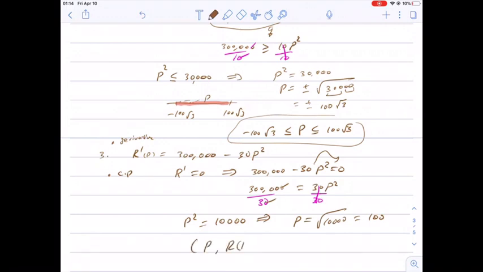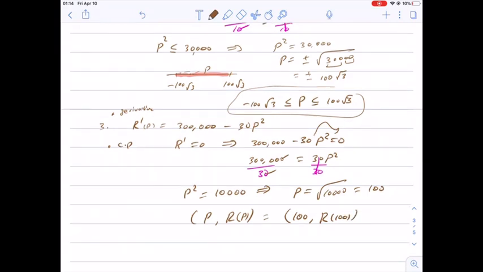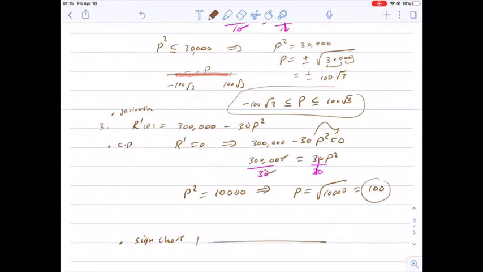So we have p and r of p. So this is the point. P is 100 and r of 100. We substitute it into the revenue. Okay, but before this, let's study the sign of the derivative, sign chart, because we want to make sure that this maximizes the revenue. So we put here r prime, and we have 100 here, and p is between negative 100 square root 3 to 100 square root 3.